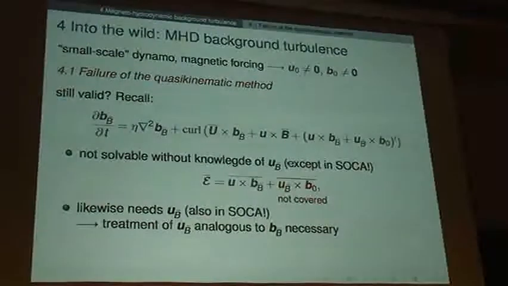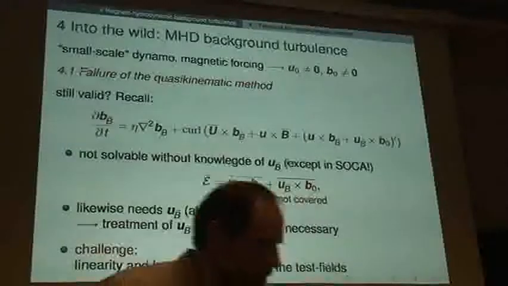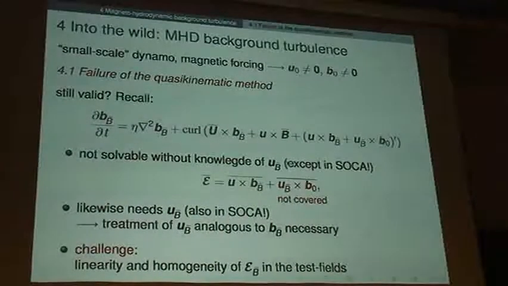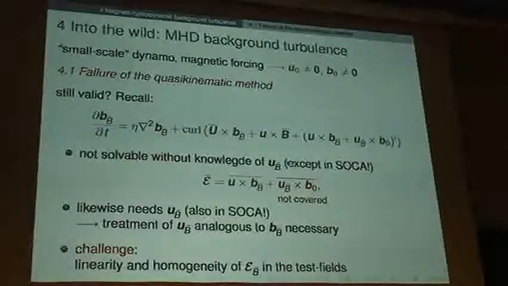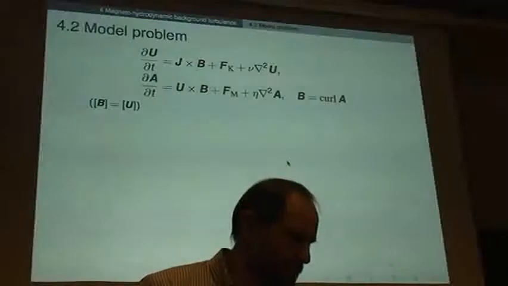Okay. So this is only to demonstrate that the usual method, which we have called quasi-kinematic, would not do the job. The big challenge is now how to create another method which ensures the property that this part of the mean electromotive force, which comes from the mean field, is still linear and homogeneous in the mean field, that is, in the test field. Otherwise, if we don't have this property, any test field method would be wrong.